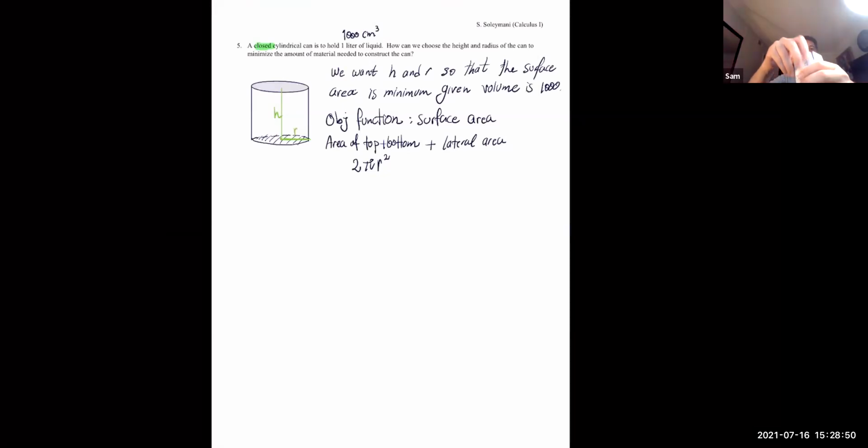Okay, so this is the cylinder. Let me see if I could see myself over here. Cylinder.